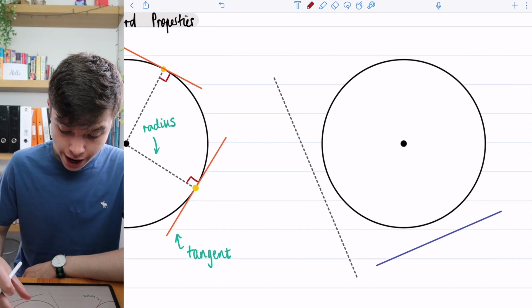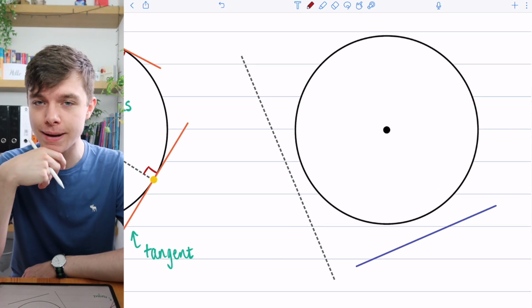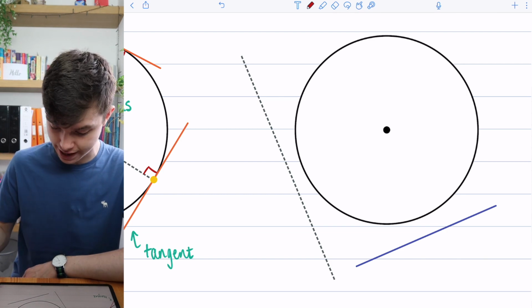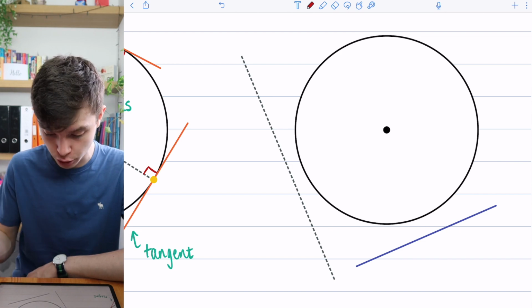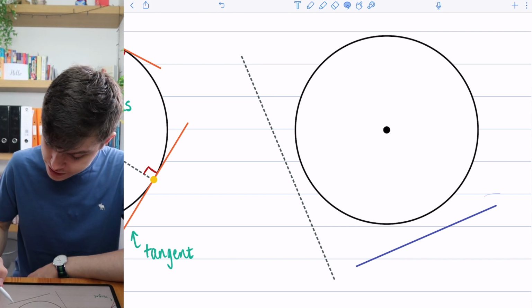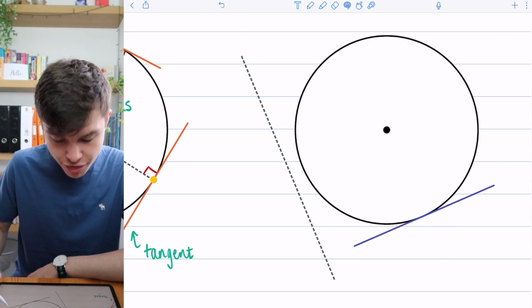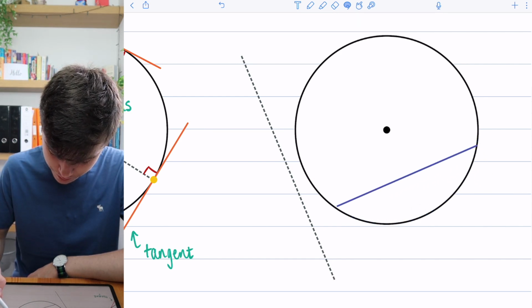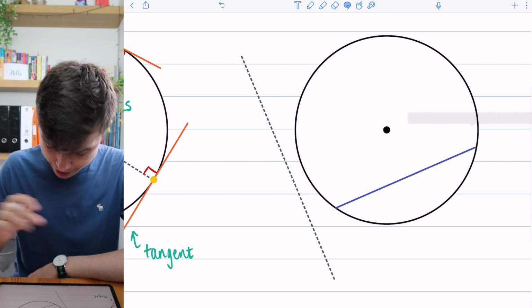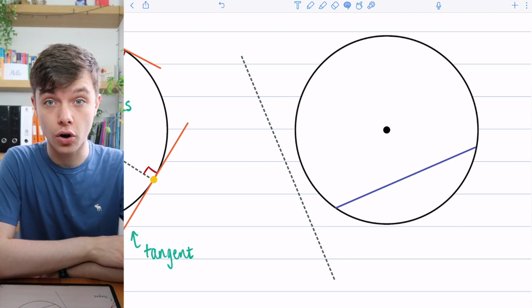Now let's introduce what a chord is. You might not be as familiar with what a chord is. So you can see again, I've got two straight lines. I've got a dashed line and I've got a blue line. We will put this blue line on the circle, not there, because that would make it a tangent. We're going to put it about there. That is a chord.